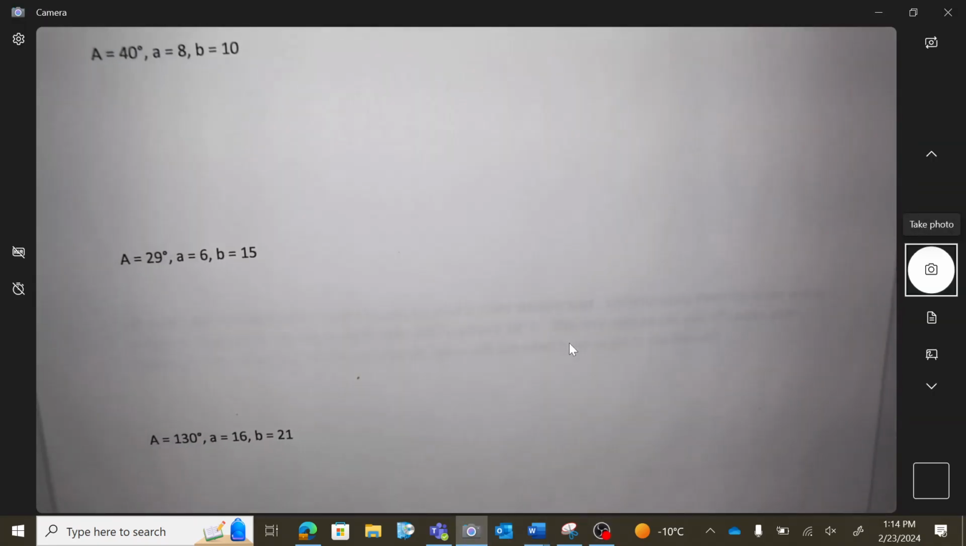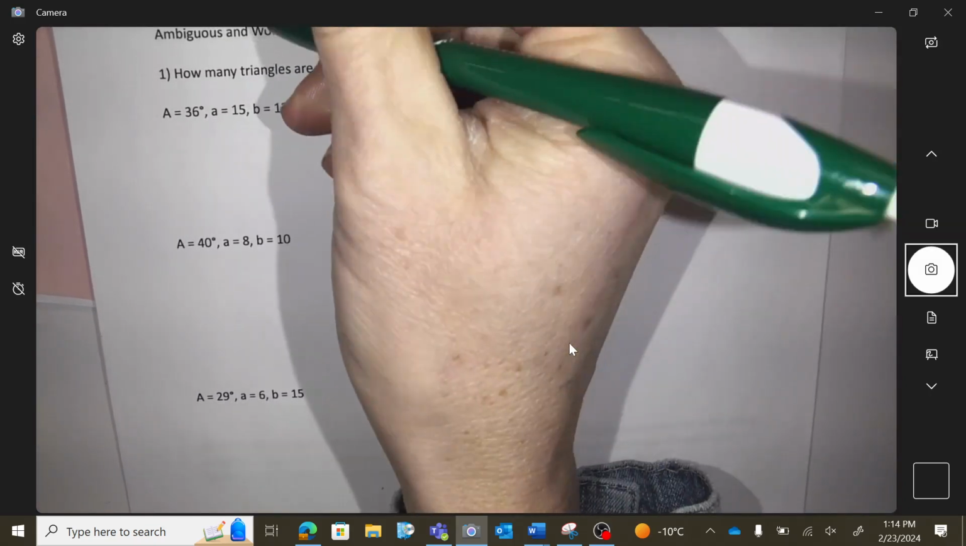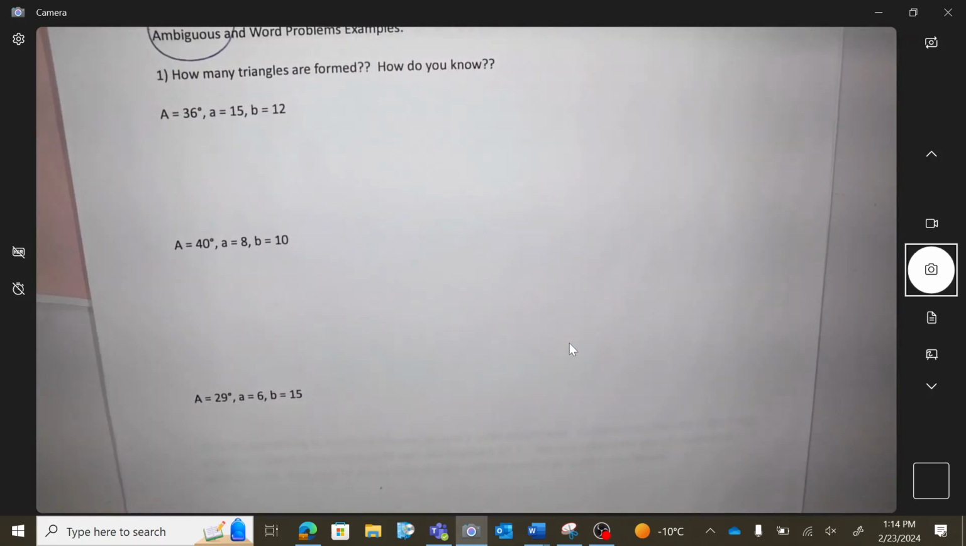Okay, one part of trig: figuring out the ambiguous situation, and how do we know. Ambiguous is when there's a triangle with a side and an angle in an order like that. Okay, so how many are formed?